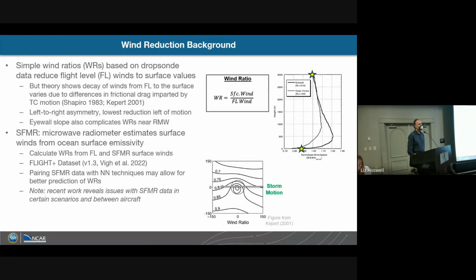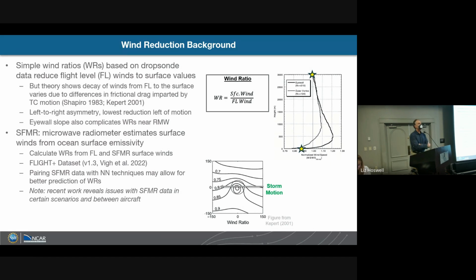And so the background here is just that we have wind ratios. We know that if you have a flight level wind and you have a surface wind, you can pair those up, compute a ratio. And with dropsondes, this is fairly easy. However, the dropsondes are drifting in space and time. And so you can get a number, but it's not necessarily representative of a specific location. It's kind of a Lagrangian trajectory. But the point is that within the storm, these wind reduction factors exist. You could imagine point-wise at every single point in the storm.